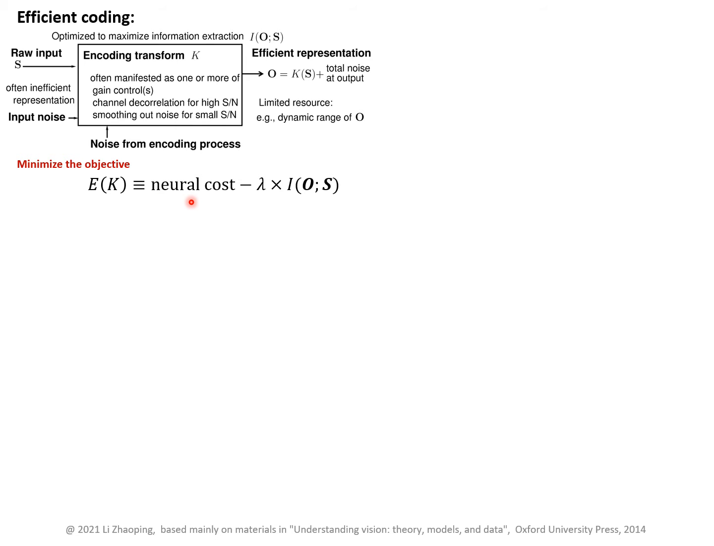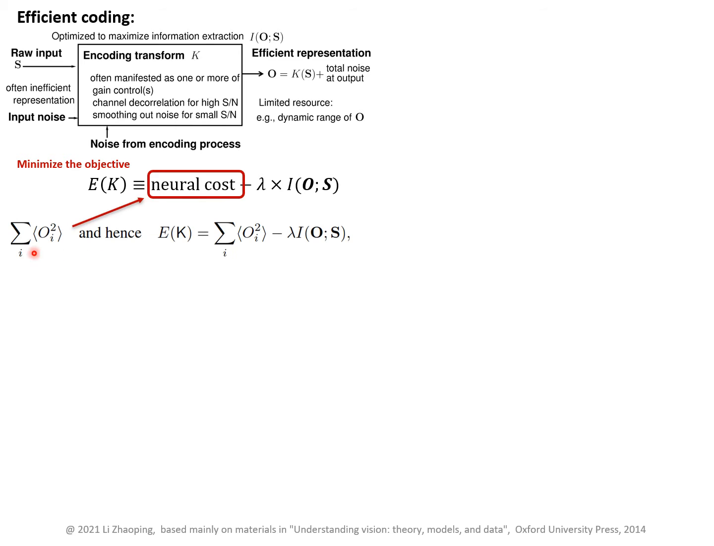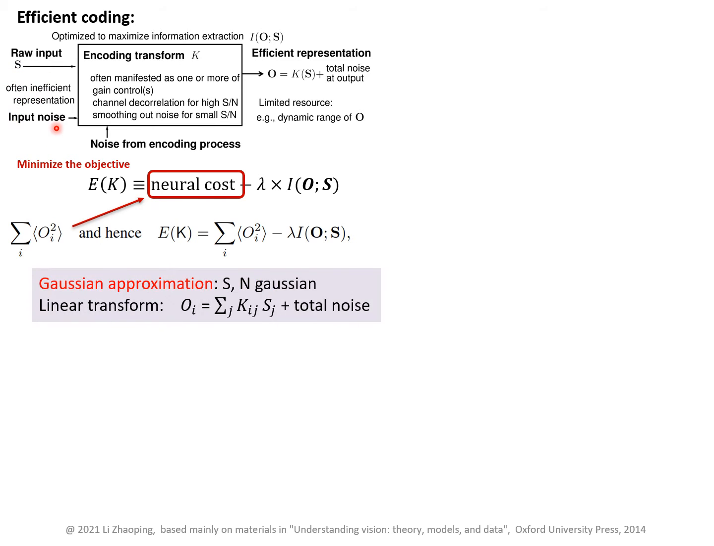If this neural cost is chosen as this output variance or total output power, then this is the form of this objective function. If we in addition also approximately treat this signal S and the input noise as Gaussian, and also treat this K approximately as linear. This is a simplification or approximation of the early receptive fields. Then we can find an analytical solution for this K that minimizes this objective function.